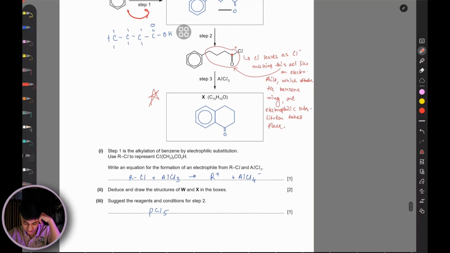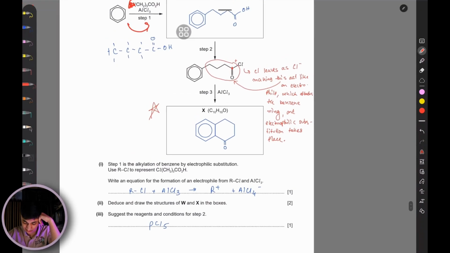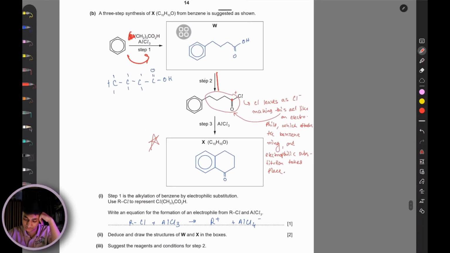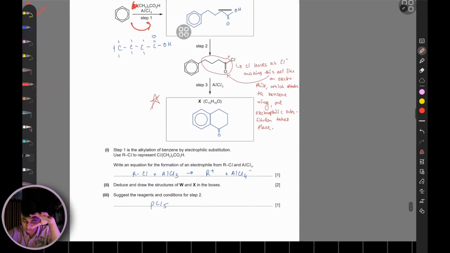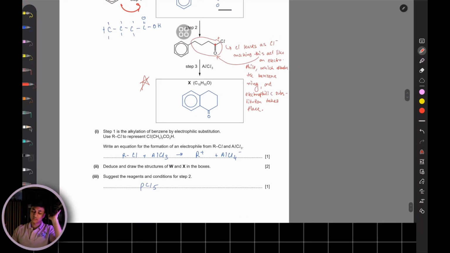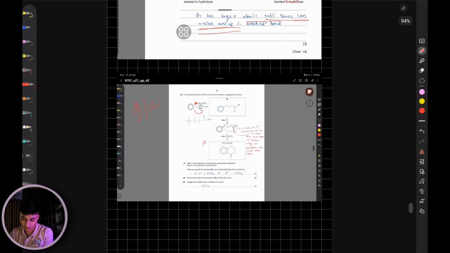Okay, part 3 is asking to suggest the reagents and conditions for step 2. In step 2, what they've done is from a carboxylic acid they have turned it into an acyl chloride group. How do you turn carboxylic acids to an acyl chloride group? You have it memorized by now. Either use PCl5, PCl3 or SOCl2. So either you use, doesn't matter. And I've chosen to use PCl5. So that is going to be question 12.